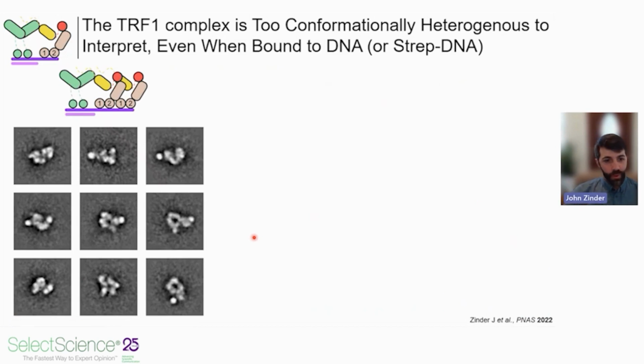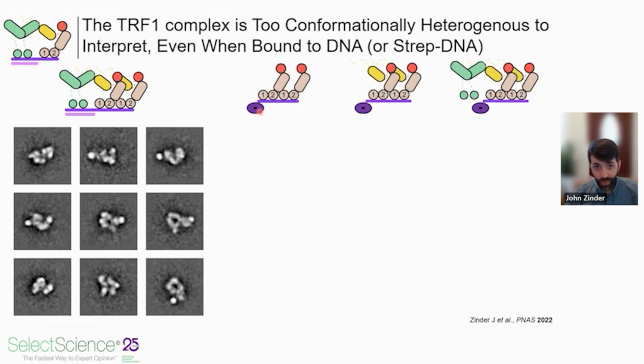Okay, so now that we know that we're compositionally homogeneous, what does it look like structurally? And you probably guessed it by now, it was extremely heterogeneous, so much so that we actually couldn't piece together the domain level architecture within these 2D classes. We wanted to try that streptavidin trick, so again, we employed DNA. This time, it's got 2 POT1 binding sites because this complex is a dimer. And we added the 5' biotin streptavidin moiety to it.